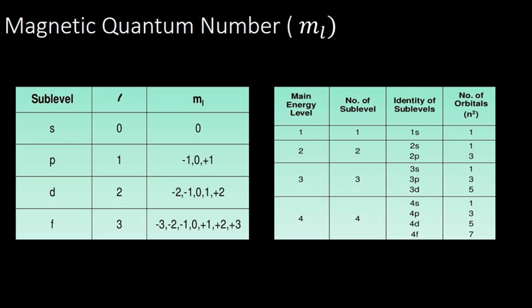For s, l is equal to 0, so the ml value is 0. For p, l is 1, so -1, 0, +1. For d, l is 2, so -2, -1, 0, +1, +2. For f, l is 3, so -3, -2, -1, 0, +1, +2, +3. And the number of orbitals possible is n square. For n=1 it is 1, for 2 it is 4, for 3 it is 9, and for 4 it is 16.